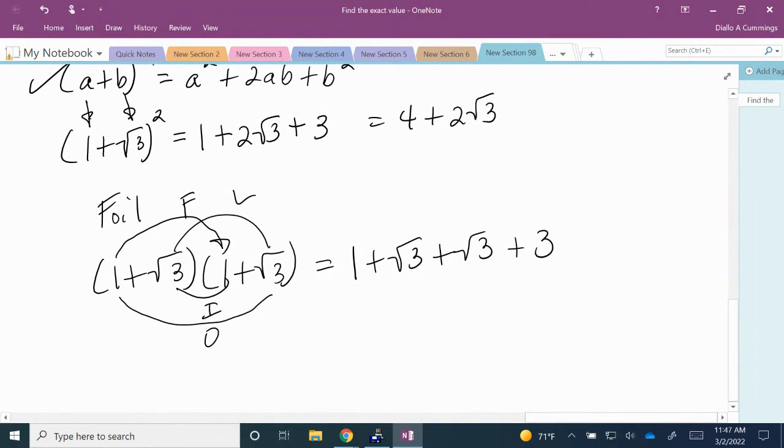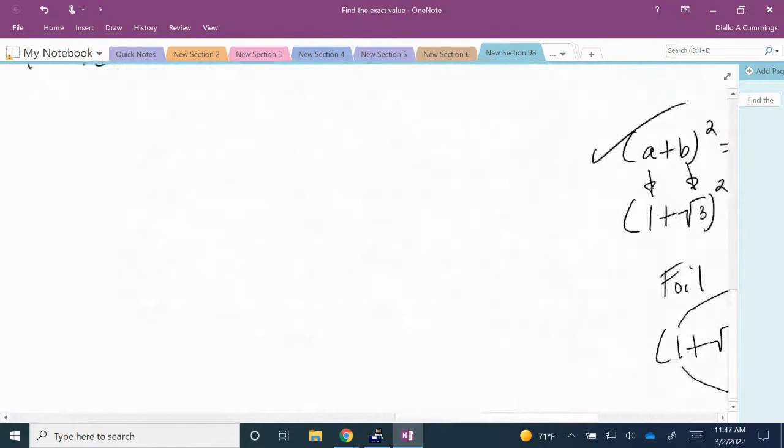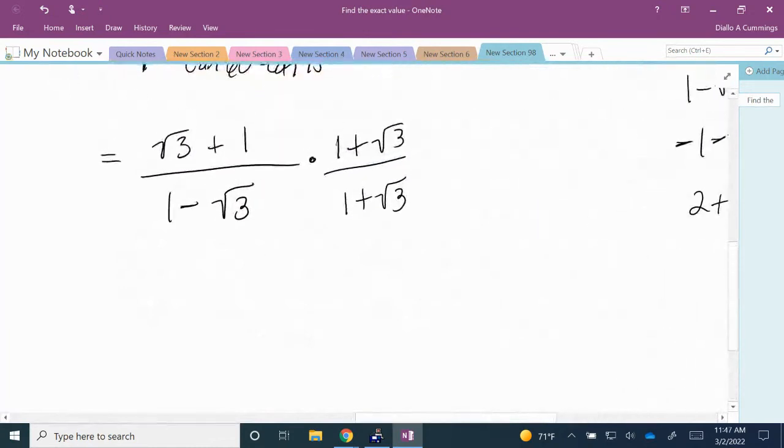Right, and then I will combine like terms. So 1 plus 3 is 4. 1 square root of 3 plus another square root of 3 gives me altogether 2 square roots of 3. So that's our numerator. That's equal to 4 plus 2 square root of 3.